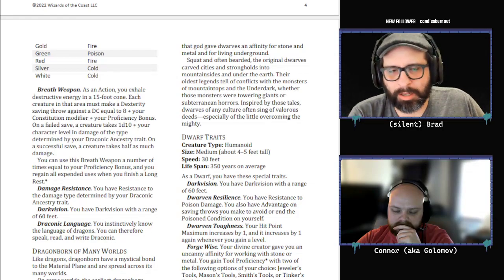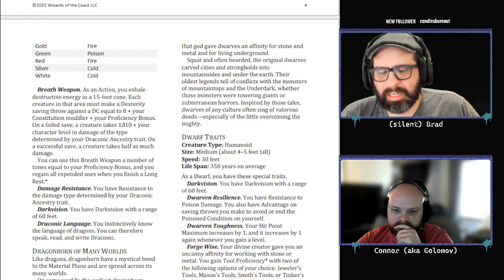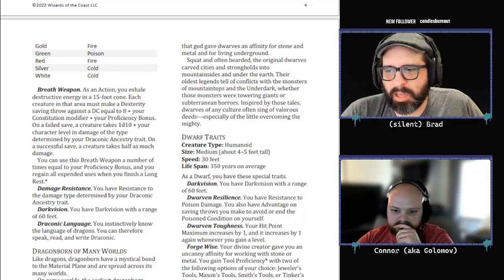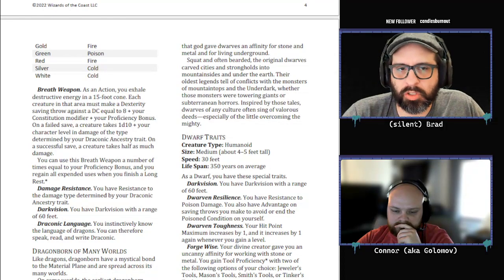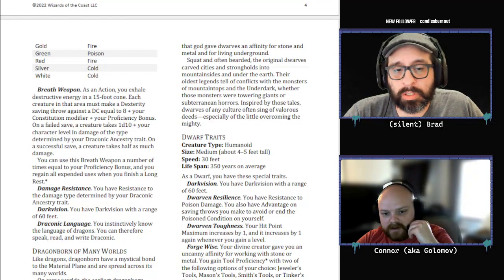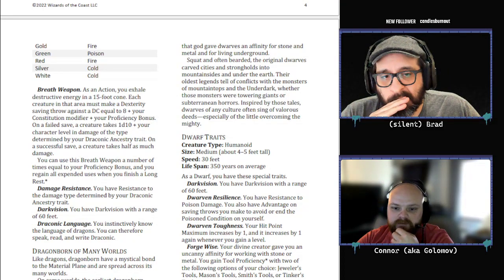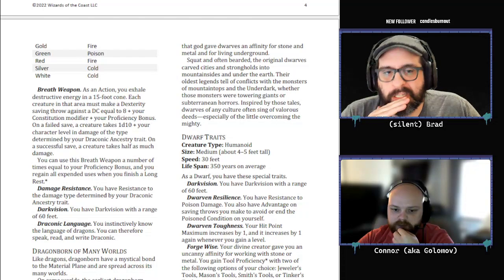Like, absolutely. You're Forge Wise, but that can be changed from working with stone or metal to working with tools. It's not even hard. If I'm gonna be perfectly honest, I'm surprised that leatherworker's tools isn't included in the Forge Wise thing.